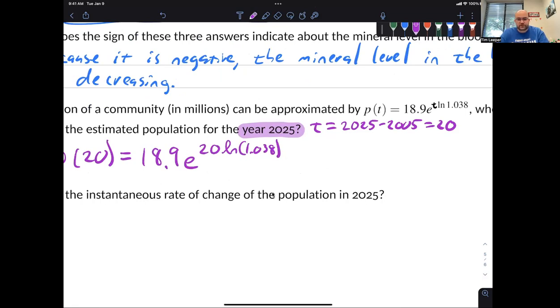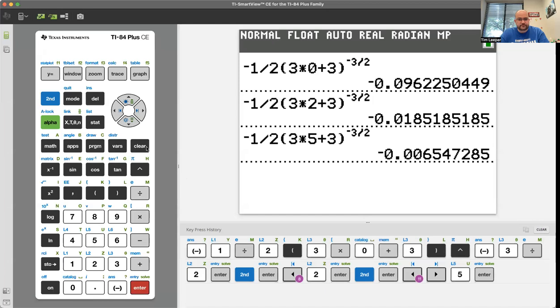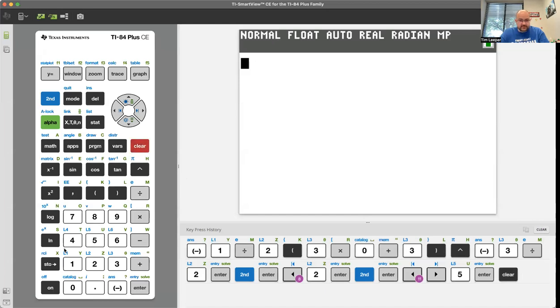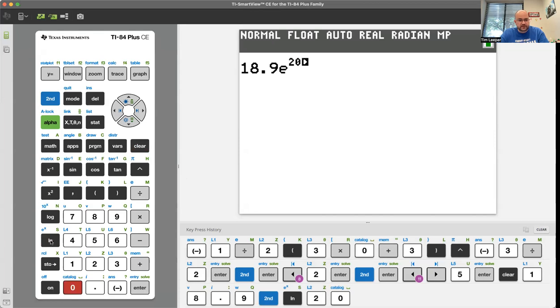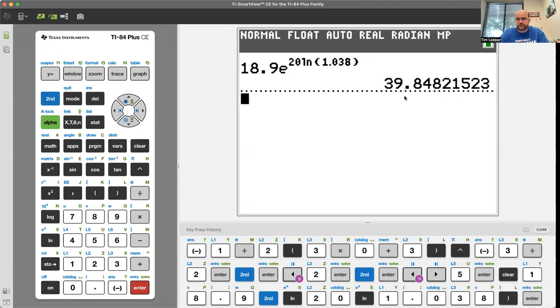And there we go. So let's go type all this in. So this is 18.9, second ln, e to the 20 and then ln of 1.038. And there we go. Let's just round to the nearest decimal here. So this would be 38.8. No, 39.8, sorry.